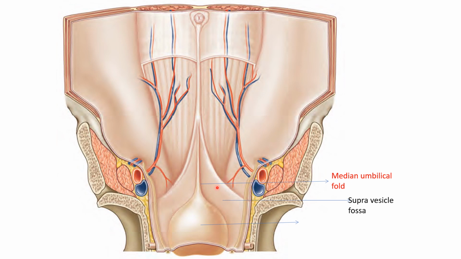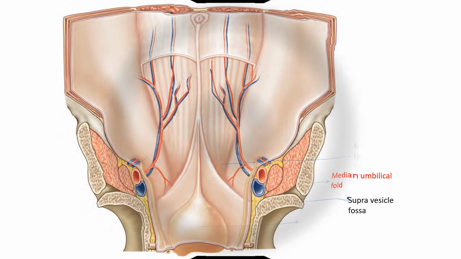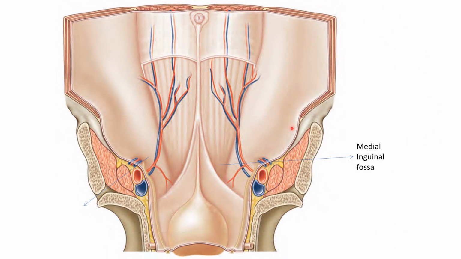So, the lateral inguinal fossae, medial inguinal fossae, and supravesical fossae are the fossae we can identify, and these are the peritoneal ligaments: the median umbilical ligament, the medial umbilical ligaments, and the lateral umbilical ligaments, which extend up to the umbilicus. So this is how the peritoneum runs in the pelvic cavity. The same thing I am going to show you here: supravesical fossae, medial inguinal fossa, and here you can identify the lateral inguinal fossa.